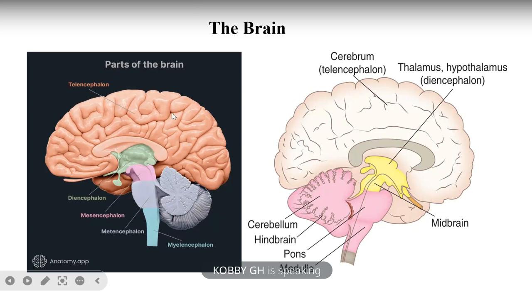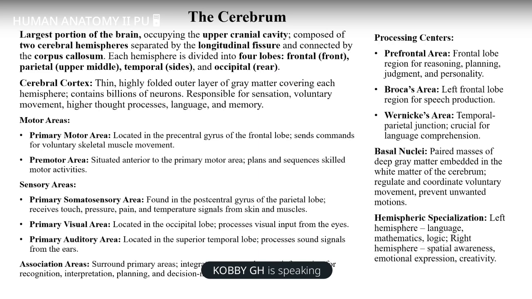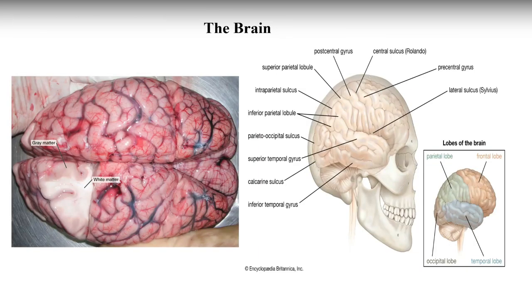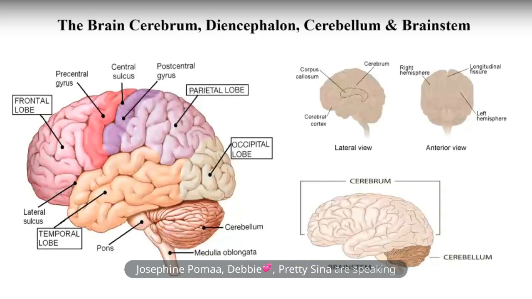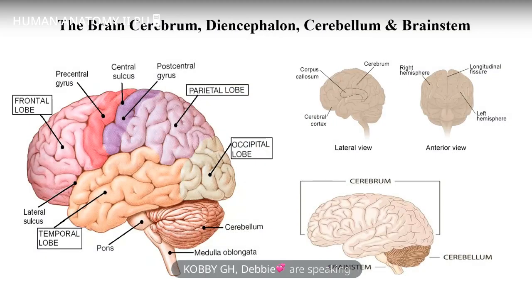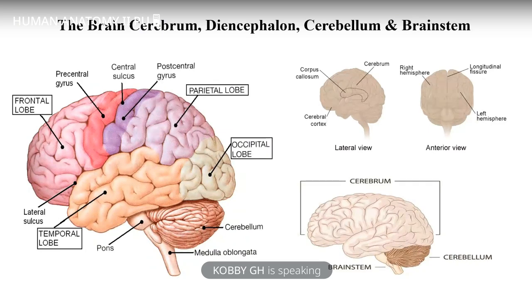So let's go back to the main divisions. What are the three main divisions of the brain? The cerebrum, cerebellum and brainstem. Good, excellent. So we are taking it one after the other. There are key things that you need to know about the brain, very important things, and that is what I'll make sure you get.